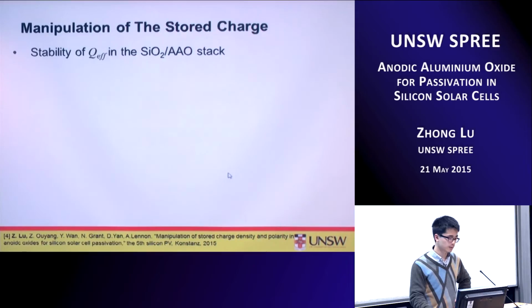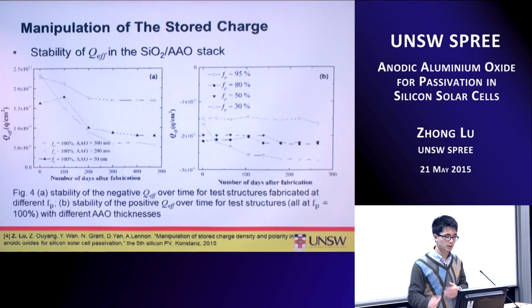For field effect passivation induced by the stored charge, stability is always an issue. People have found that stored charge dissipates with time for most of the highly charged films, and this is also the case for my AO layer. So here I show two groups of the stored charge. In figure A, you have positive stored charge, and in figure B, you have negative stored charge.